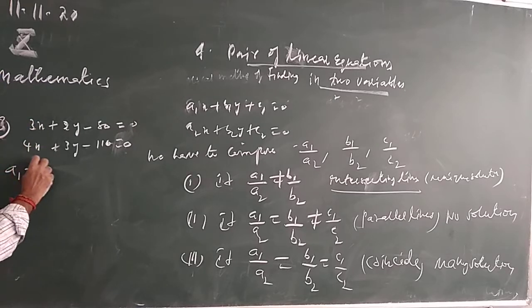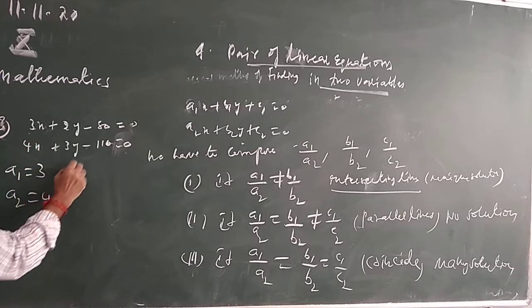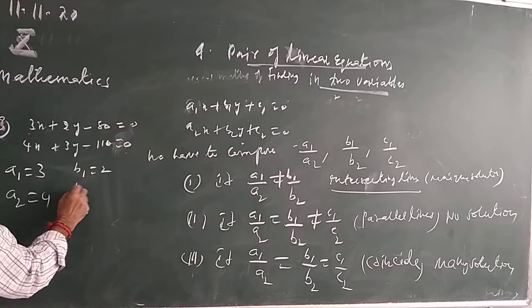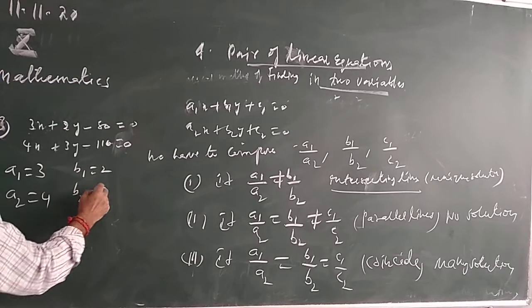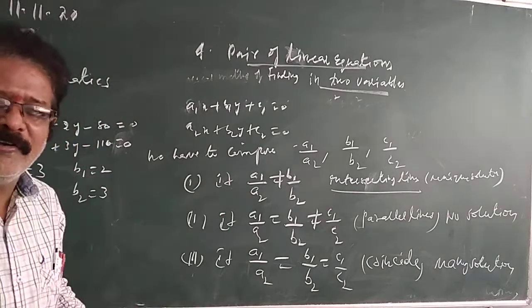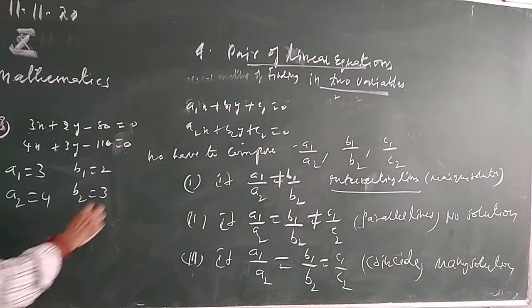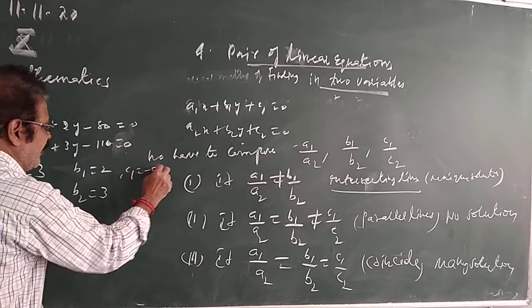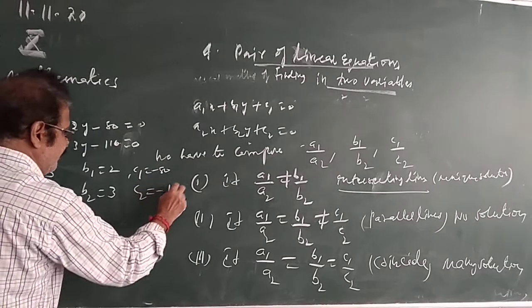A1 is equal to what? 3, the first equation x coefficient. A2, second equation x coefficient, 4. B1 is 2, B2 is equal to 3. A's are x coefficients, B's are y coefficients. C1 is equal to minus 80, C2 is equal to minus 110.